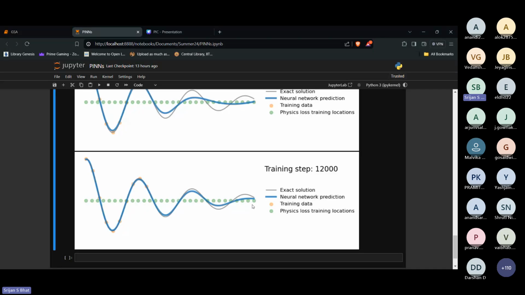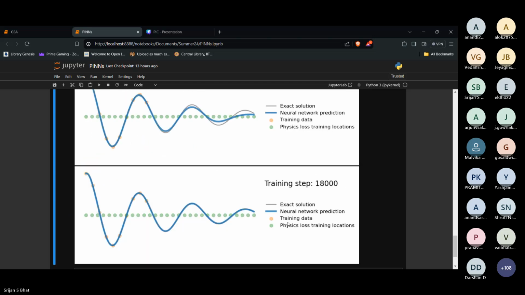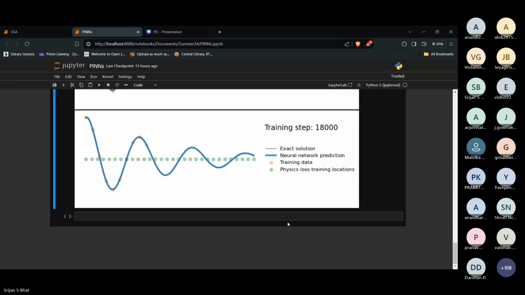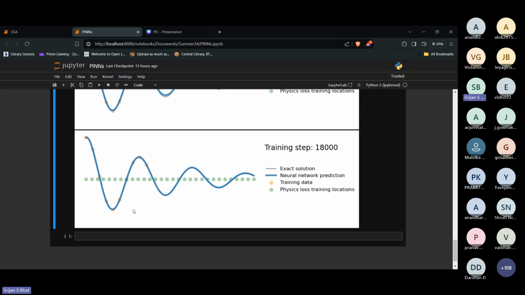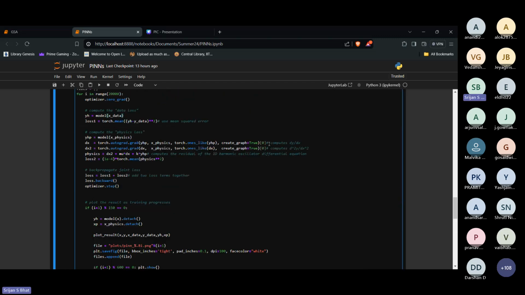You can see the green dots there. What do you think the green dots are there for? So it's supposed to be till 11, 1, right? Yeah, I'll share the code in the Teams channel itself. Yeah. So you can see this has almost become the exact solution. Not almost, it has become the exact solution. I'll share this code with you guys.